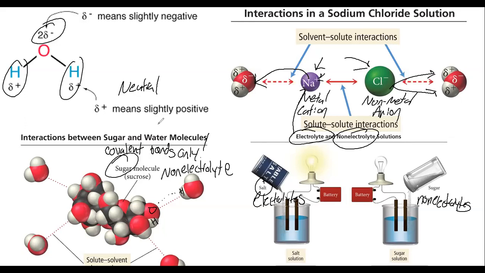What makes a substance a salt? Salt is metal plus non-metal. So like NaCl, MgF2. You've got your metal and your non-metal in an ionic bond. That's a salt.